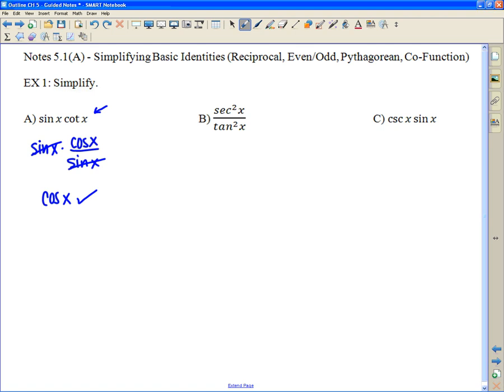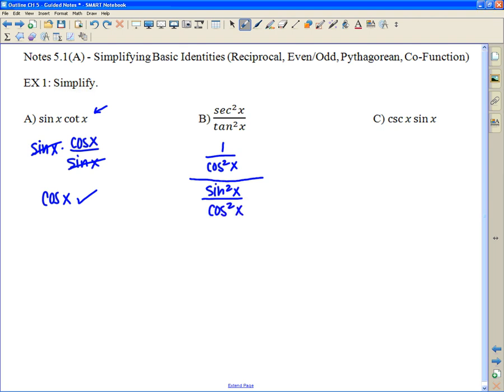Secant squared over tangent squared. What I'm going to do here is change these all to sines and cosines. So secant squared turns into 1 over cosine squared x. Bigger bar, you need to stay organized so that you can read your work later. Tangent squared turns into sine squared x over cosine squared x.